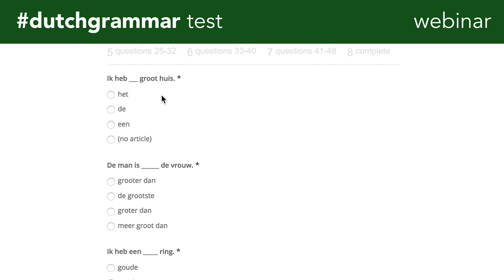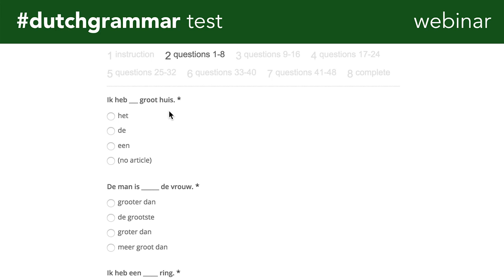But what you need to know here is the rules of applying an extra e to the adjective, something that is discussed in lesson 9 and 10. There we learn that adjectives in front of a noun get an extra e except when it is a het word after the indefinite article een. It is het huis. So the correct answer is een.